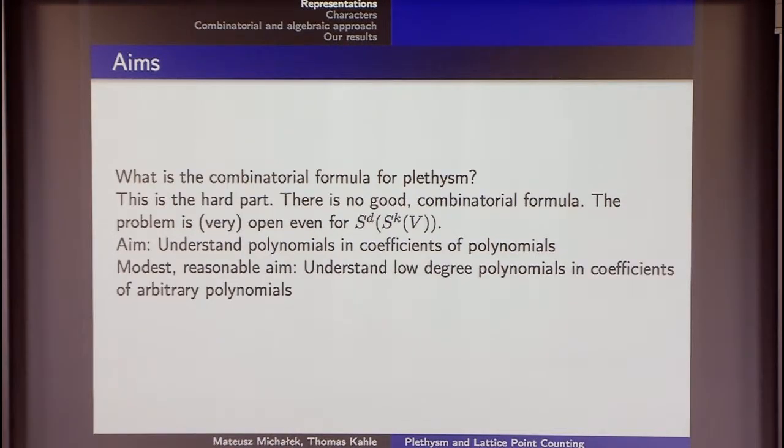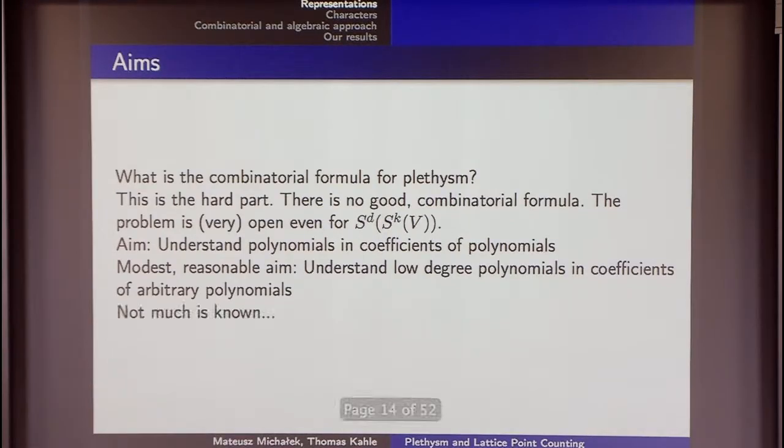So, understand low degree polynomials in coefficients of arbitrary polynomials. I would like to make it very clear: I will be considering small d and arbitrary k. Any questions at this point? This is my aim. I don't care about complexity or other things. I really want to understand low degree polynomials in terms of arbitrary inner polynomials.